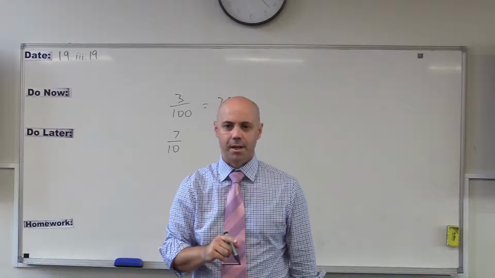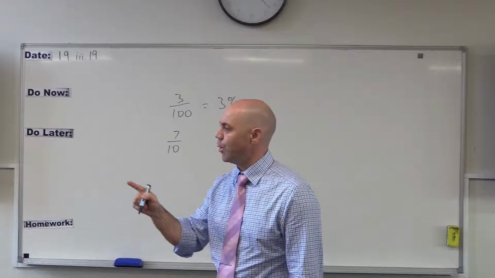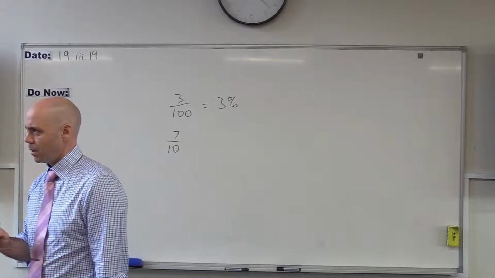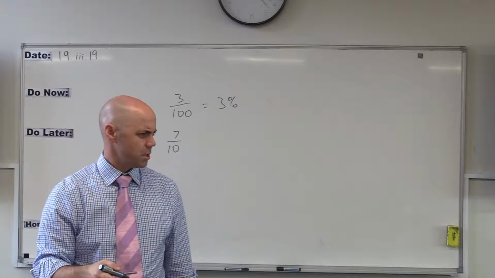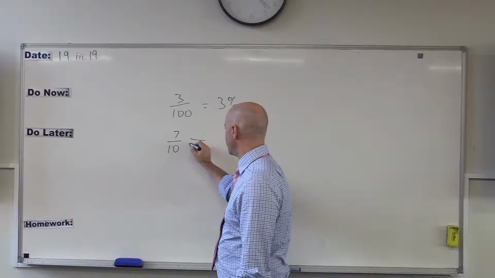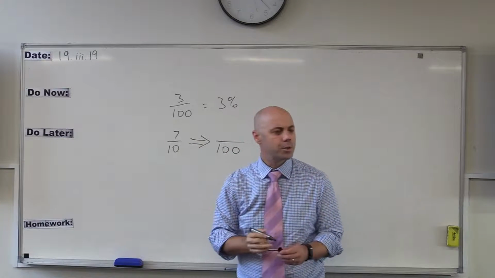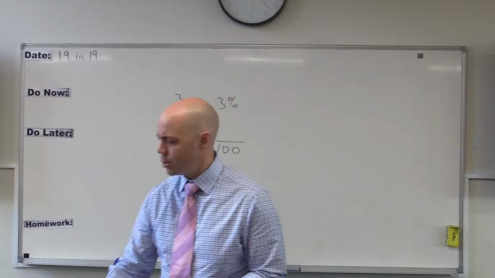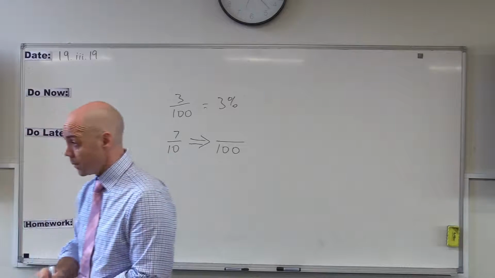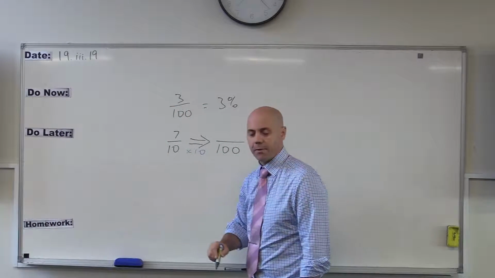Before I take some answers, I want to just say a couple of things. We want to think about converting it to a fraction out of 100. We've made equivalent fractions before. I want to convert this into a fraction out of 100. What do I need to do to convert to a fraction out of 100? Okay, so I'm going to multiply this denominator by 10 to make it out of 100.